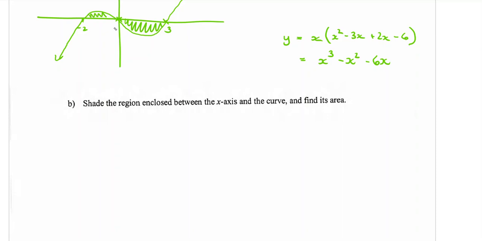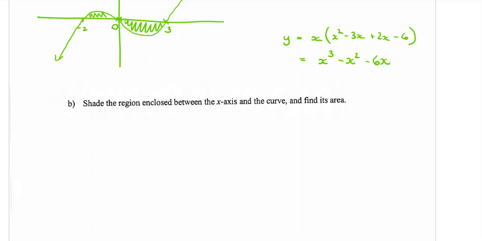Now we know we have 2 sections. From -2 to 0 is a positive area. It's above the axis. But from 0 to 3 is below and will be negative. This cubic, those 2 areas are not the same size. This is not symmetrical here. So I have to do those 2 integrals separately.